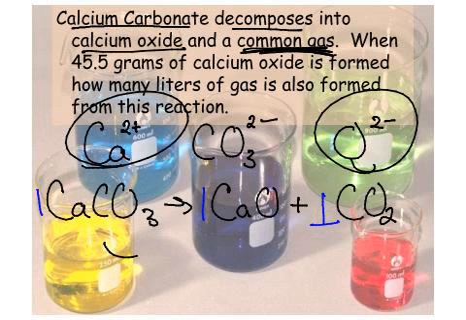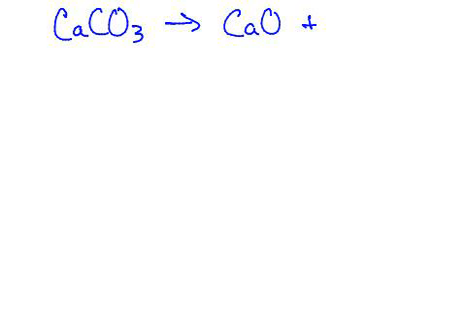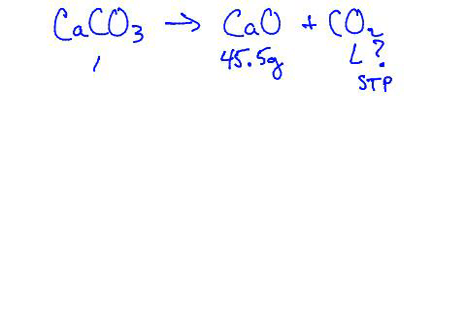Okay? So you get that idea. So we've got the calcium carbonate. I'll get a blank screen. It goes to calcium oxide plus CO2 gas. All right, and we got 45.5 grams of calcium oxide. If that many grams is formed, how many liters of gas is also formed? So we want to know liters of CO2. Assume that's at STP.